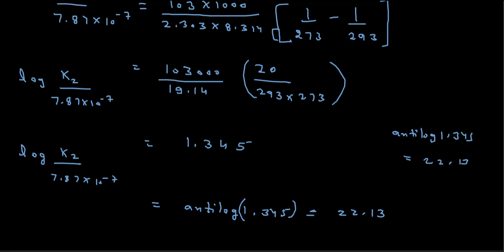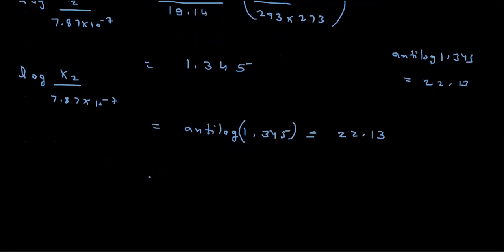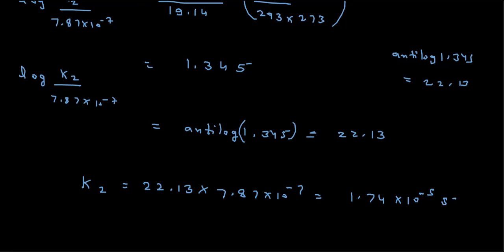So guys, what is the value of K2? K2 value would be equal to 22.13 into 7.87 into 10 to the power minus 7. This is approximately equal to 1.74 into 10 to the power minus 5 per second.